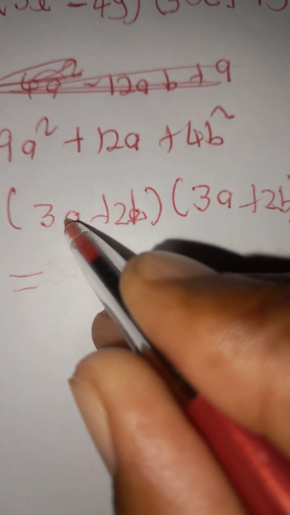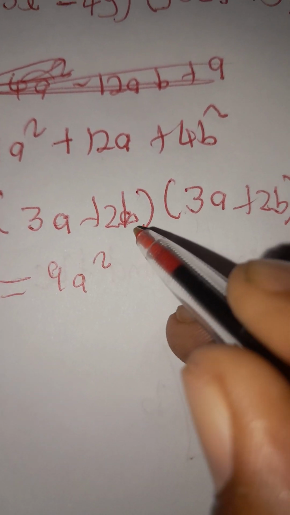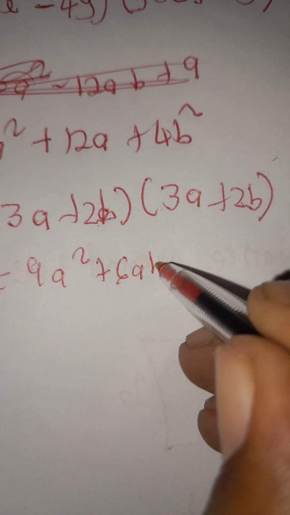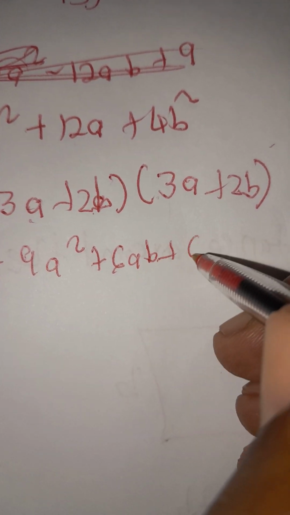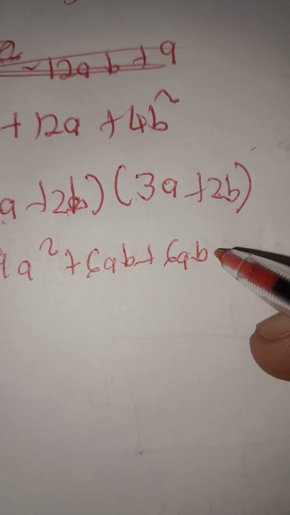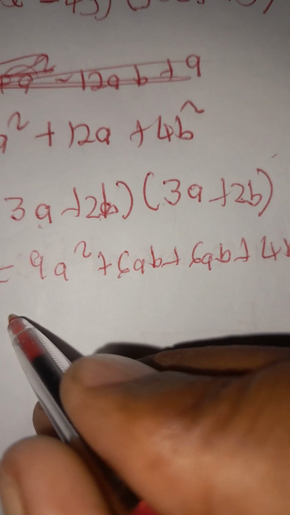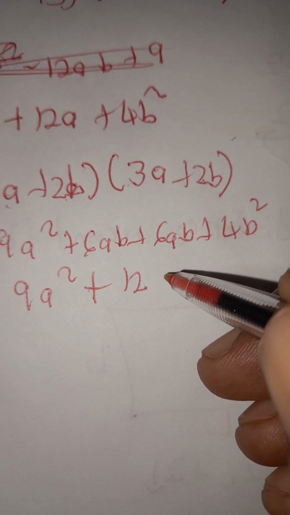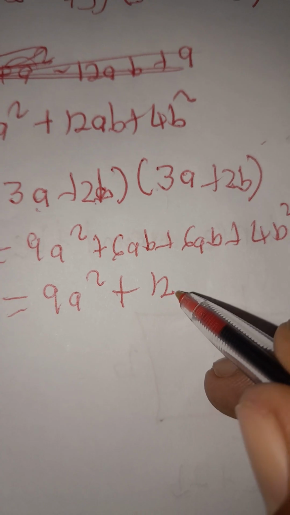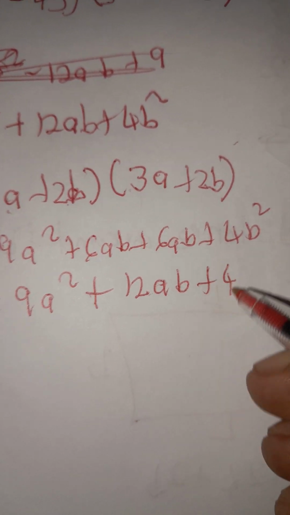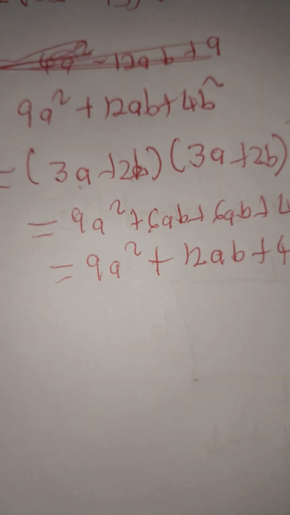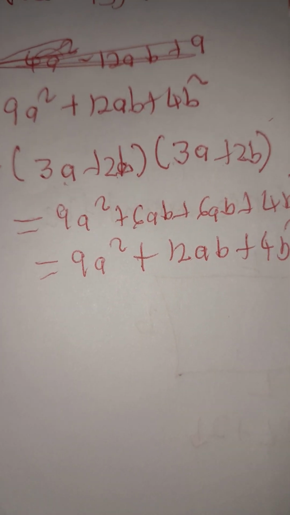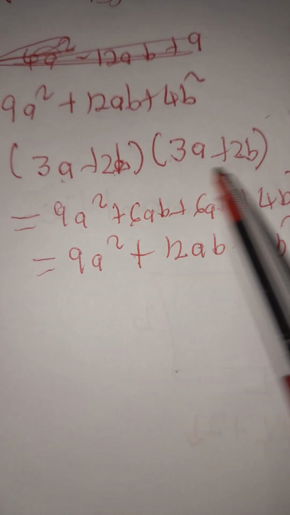We can recheck by saying 3a times 3a, that will be 9a squared. 2b times 3a, that will be 6ab, and 2b times 3a, that will be 6ab. 2b times 2b, that will be 4b squared. Then when we add the middle term, we are going to have 12ab. So sorry for that, it should be 12ab here. 12ab plus 4b squared. So that's how, first thing, the learner was supposed to find the factors of 9a squared, which is 3a and 3a, and also find the factors of the last term, which is 2b and 2b.